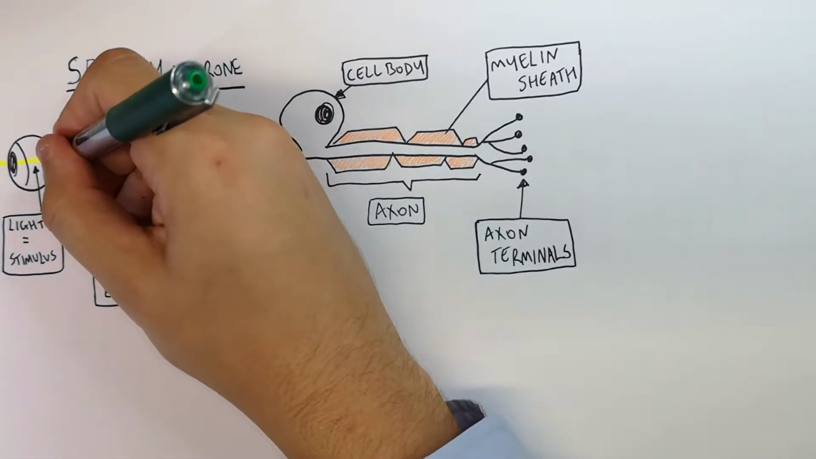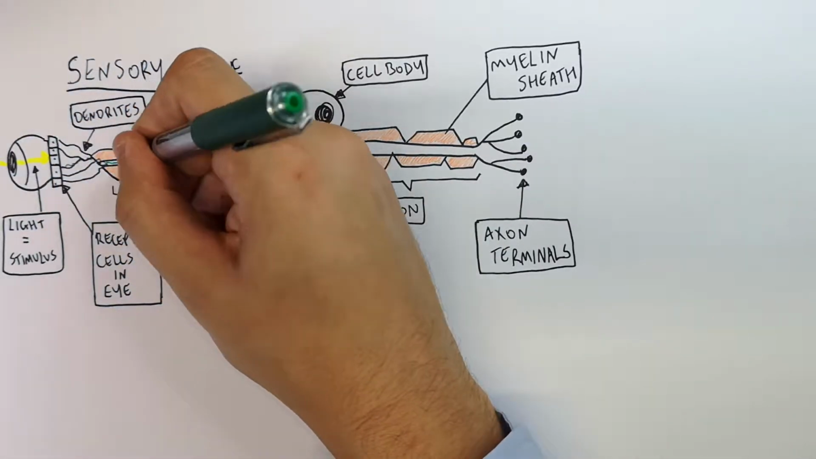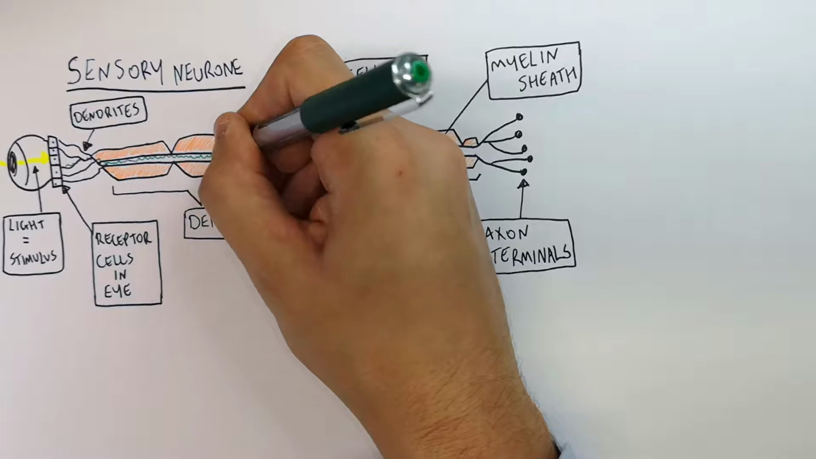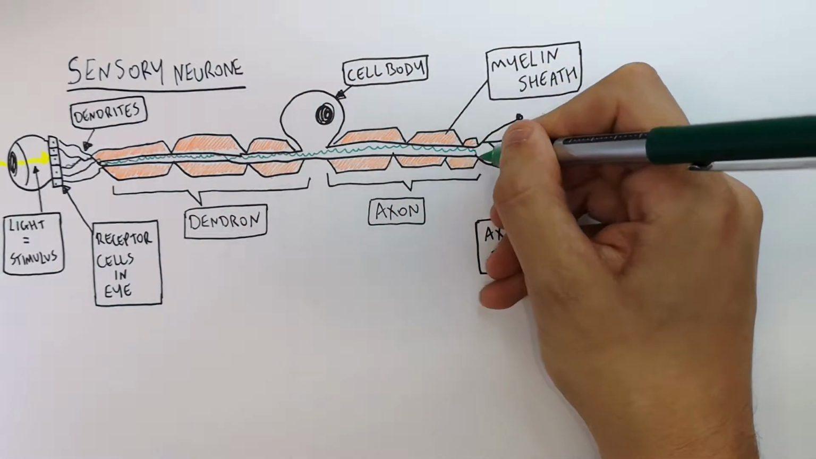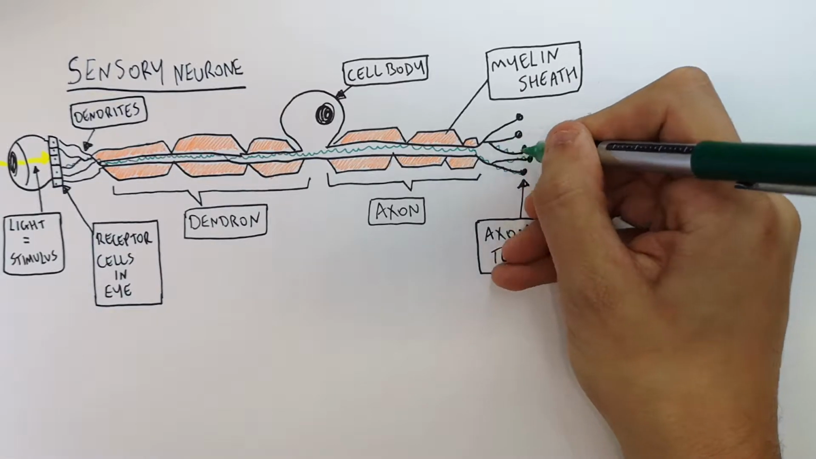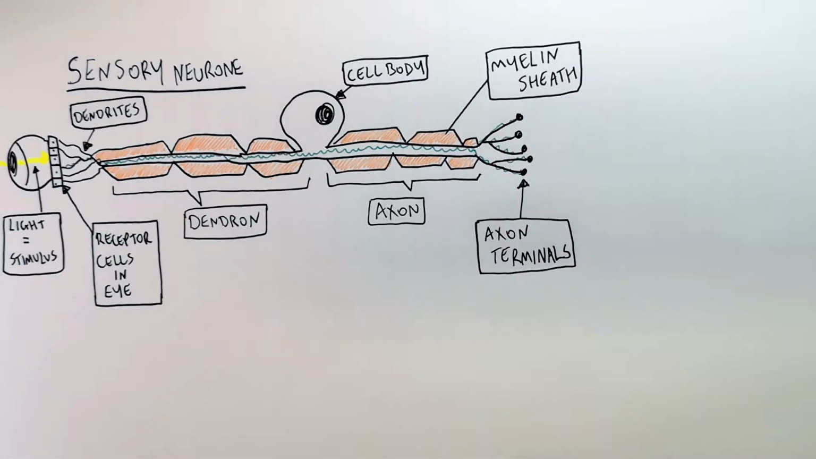So the receptor cells, when they're stimulated, generate an electrical impulse which travels down the dendrites, down the dendron, into the axon, and then to the axon terminals at the end. That is the directional travel of an electrical impulse. So what is the function of the myelin sheath?